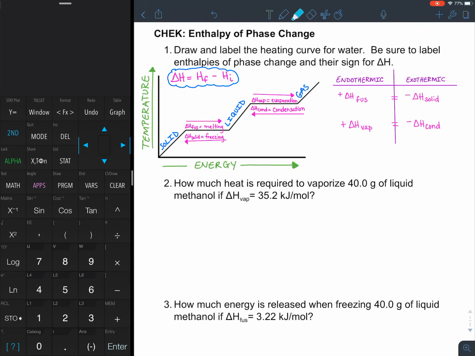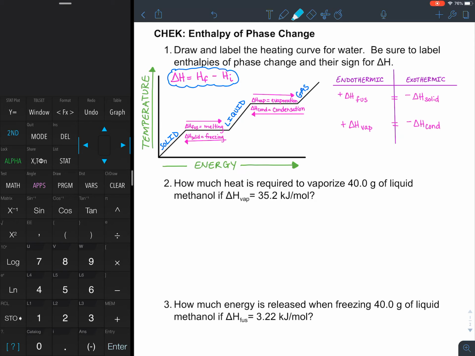Take a look at this check on enthalpy of phase change. In the first one, I've gone ahead and done this ahead of time. You want to draw and label the heating curve for water, and be sure to label enthalpies of phase change and their sign for delta H. And so here we have our heating curve.